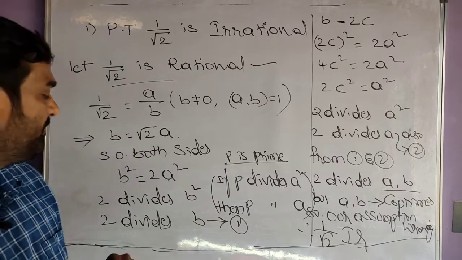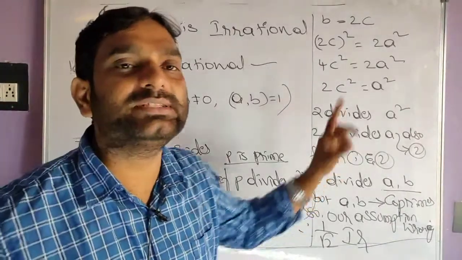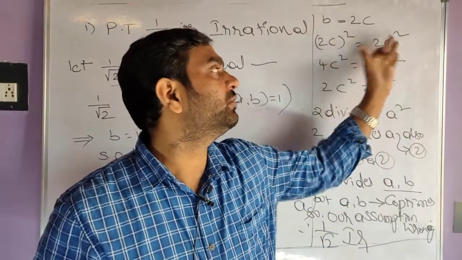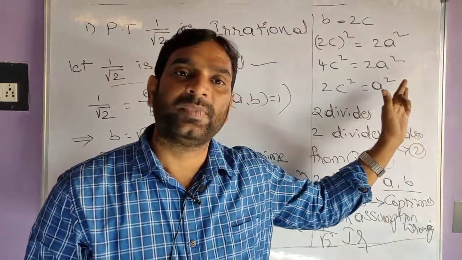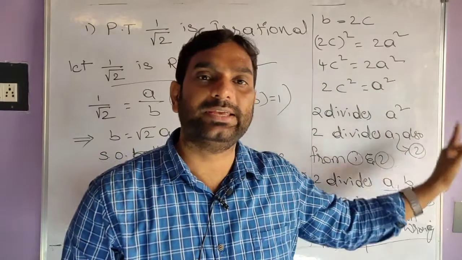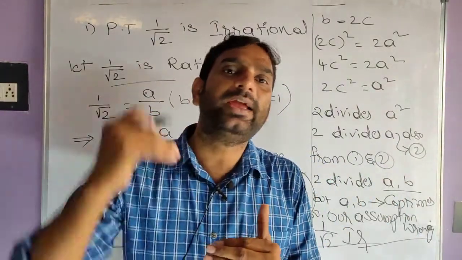Say equation number 1. 2 divides b means b is a multiple of 2, so b is equal to 2c. Then b square is equal to (2c) square, equal to 2 a square. 4c square equals 2 a square, so 2c square equals a square. Here 2 divides a square also. If 2 divides a square, then 2 divides a. Equation 2. From both equations, 2 divides a and b.